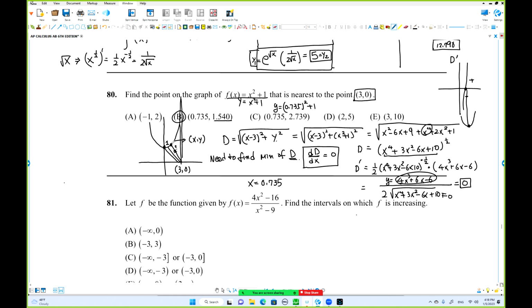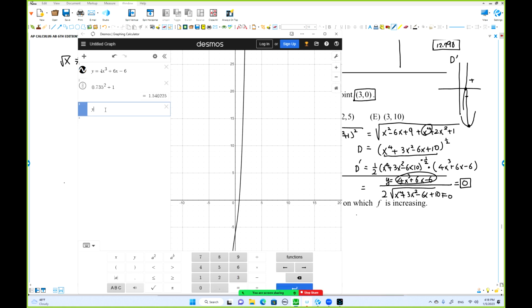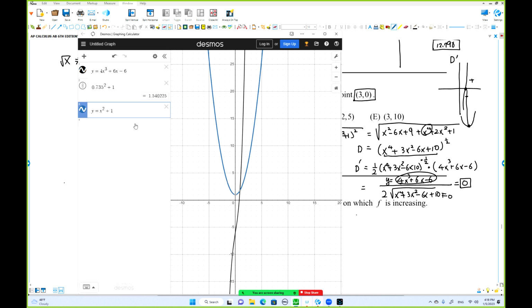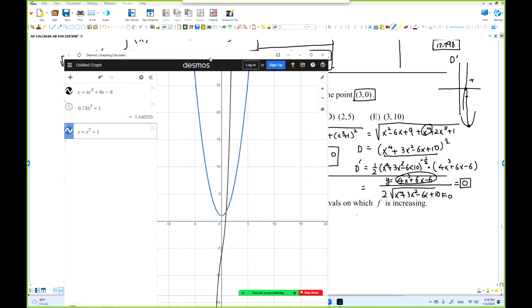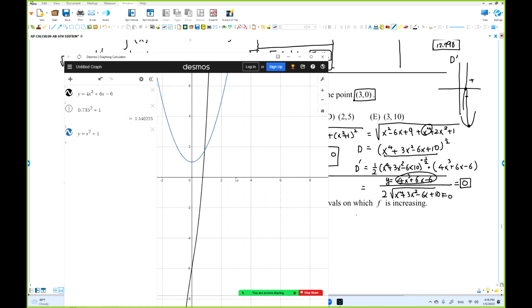Okay? So now let's find out the point on this curve. I'm going to show you the graph. y equals x squared plus 1. Okay? What is this point? 0.735, okay? 3 and 0 over here.